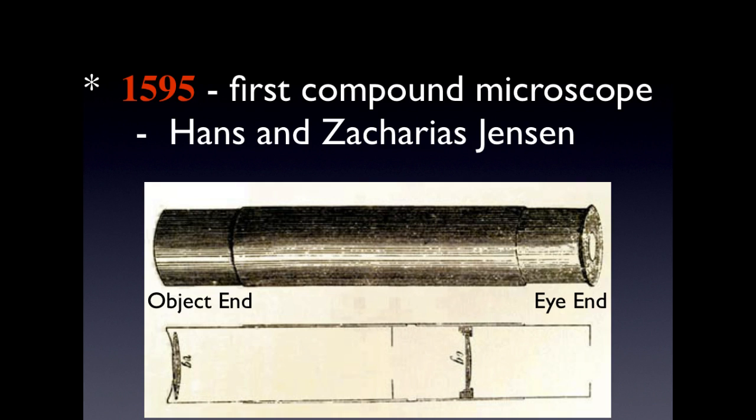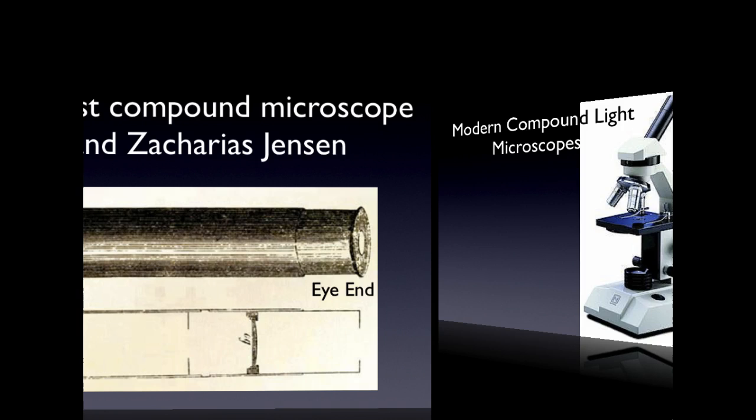It was basically a straight tube that had a lens at opposite ends. You looked in one end, and you could put the object at the other, and you could see with a little bit of magnification. The images that you were able to see through this microscope were not particularly good. They were fairly blurry, and they had very little magnification.